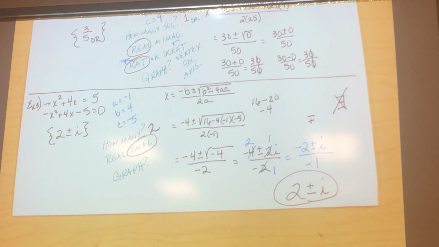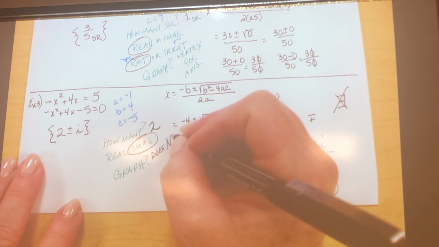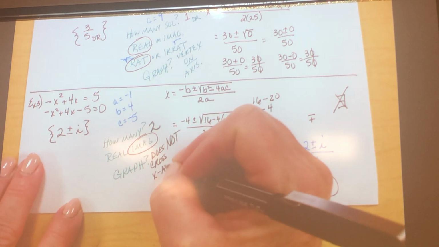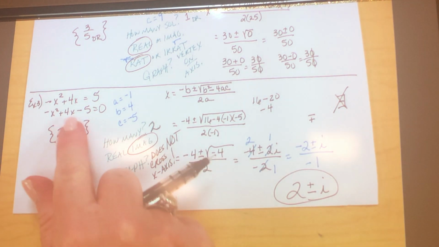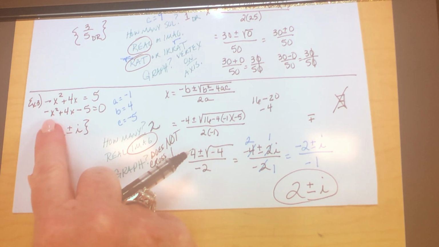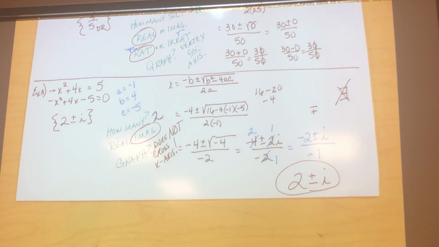Okay? So, now listen to me. This is what it's saying. It does not cross the x-axis. Are you with me? It does not cross the x-axis. Which way does this parabola open? Up. Down. Down. It's a negative x squared. It opens down. Where does it have to be if it opens down and never crosses the x-axis? On the bottom of the x.